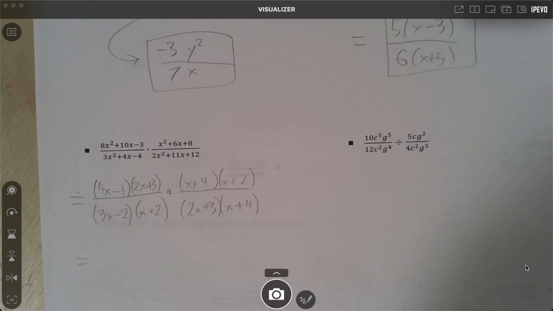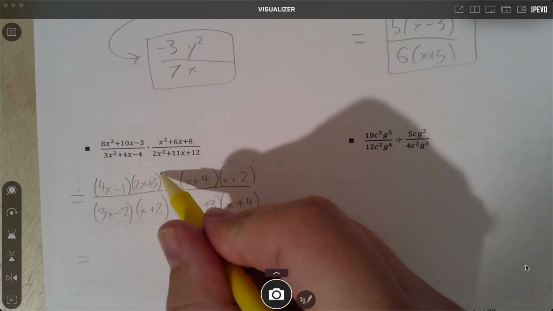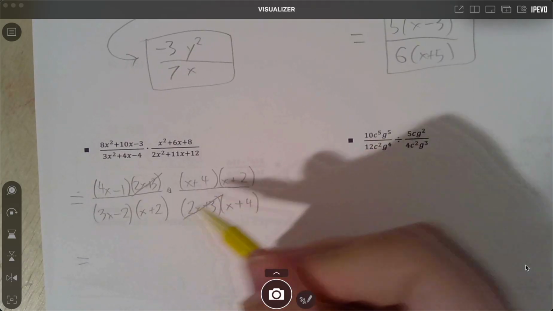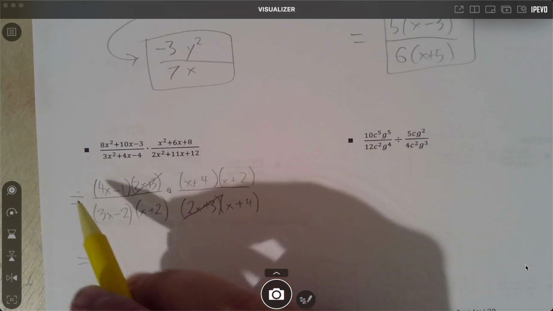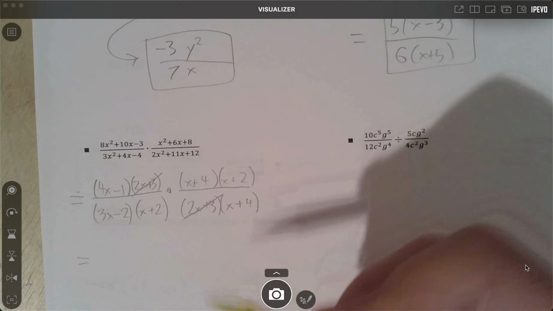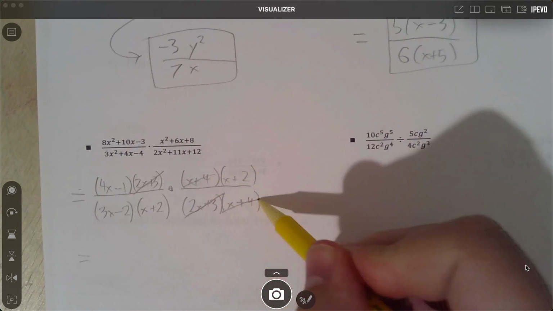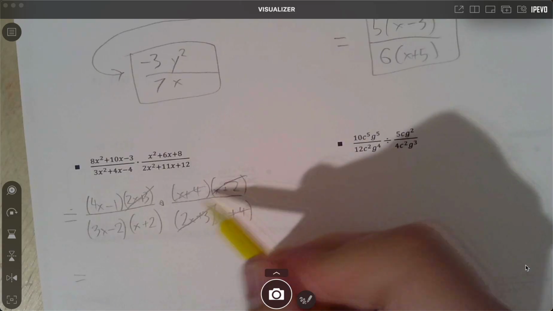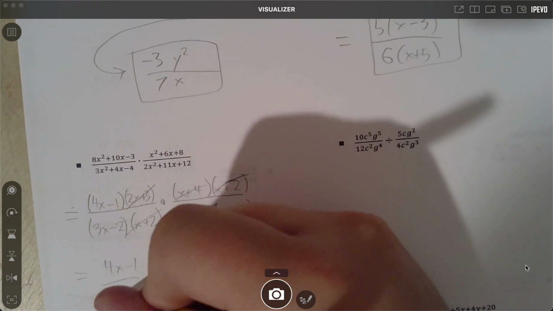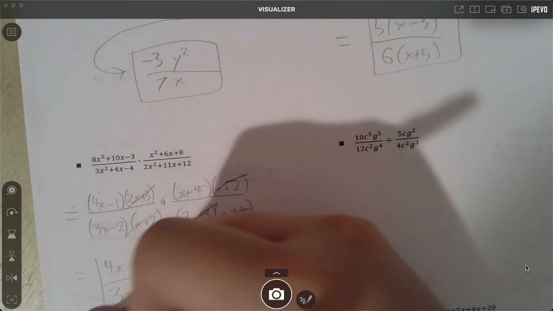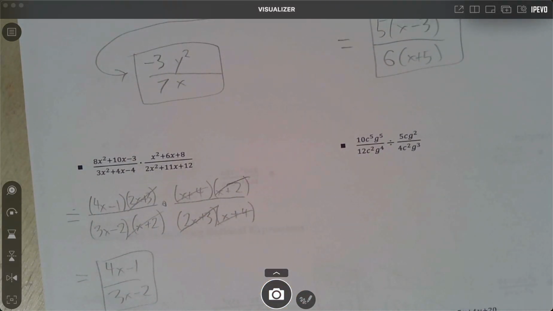So now the question is, again, what's on top, what's on bottom? There's a 2x plus 3 on top. It's a 2x plus 3 on the bottom. Wherever they are, as long as everything is multiplying, it can cancel as long as it's somewhere on top and somewhere on bottom. x plus 4, gone. x plus 2, gone. So we're left with 4x minus 1 over 3x minus 2. And we're good to go.